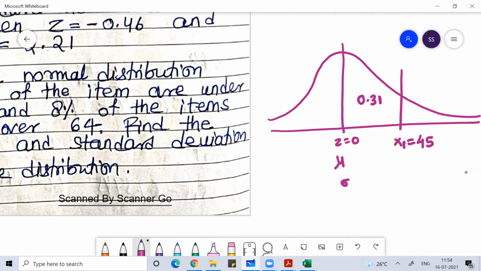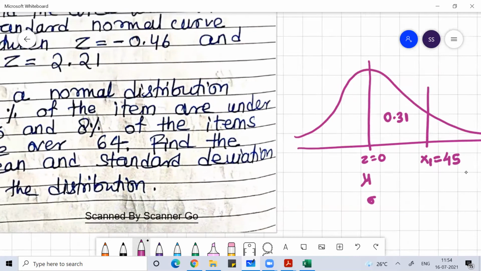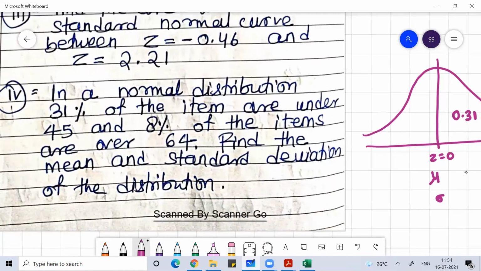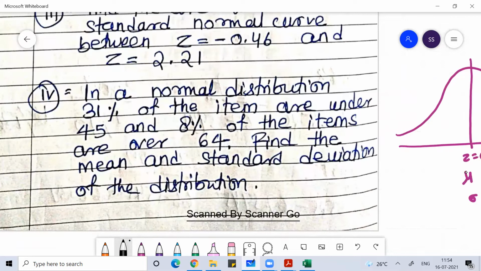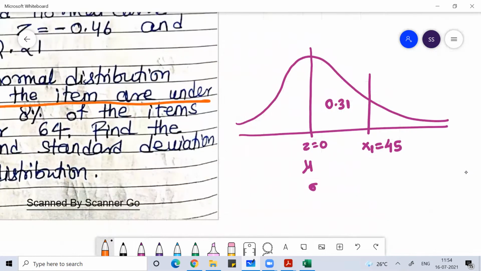Now, guys, if you understand one thing, then this diagram is wrong. How am I doing it wrong, guys? You need to understand, because if you read the English properly, it is given that 31% of the items are under 45. So what they are talking about is this area.